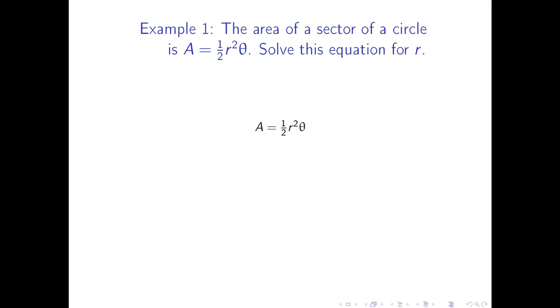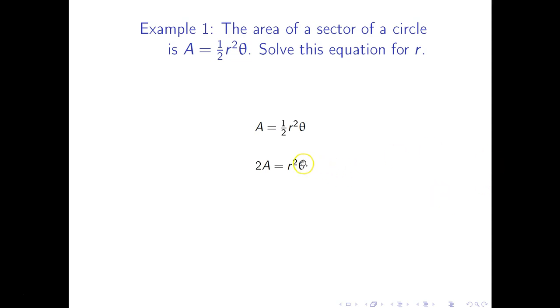But if I want to solve for r, that means I want to eventually have r is equal to some value. Well, how are we going to do that? We have to peel off the layers just like we do normally. So first, let's take care of that 1/2. The opposite of multiplying by 1/2 is multiplying by 2. So multiply both sides by 2. I get 2a equals r squared theta.